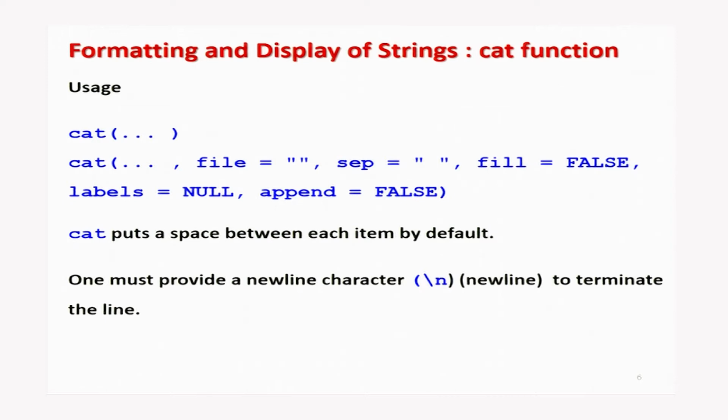So the usual function is cat, and within the parenthesis you have to give what you want to print, and then you have to give various options. So there are various options here. If you want to print something inside a file, then you have to specify the name of the file in which you want to print the output. Then we have SEP, which means separator. Separator means it will separate the different strings and numbers, whatever you give inside the argument, inside the parenthesis. And then it has fill, which I will show you what it does. Then we have labels, append, etc.